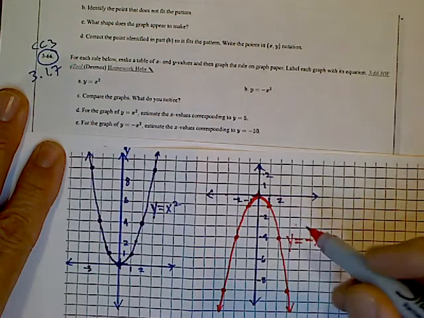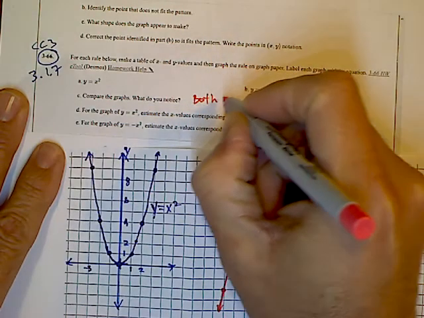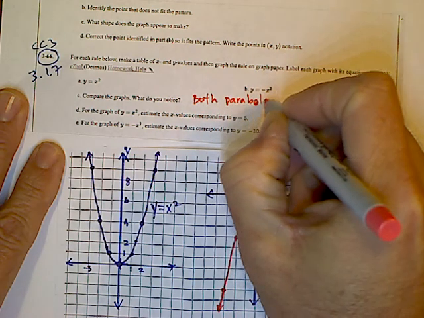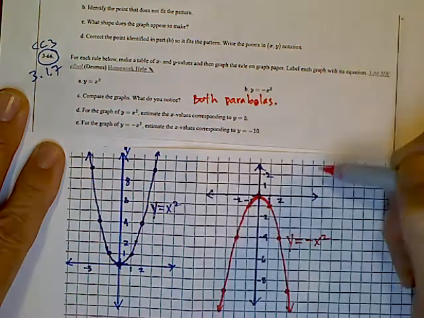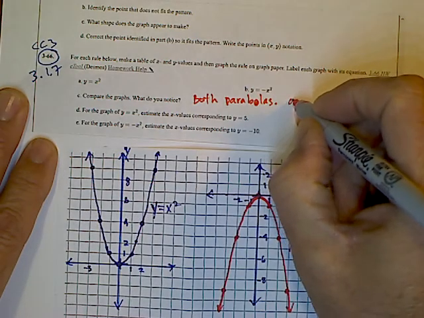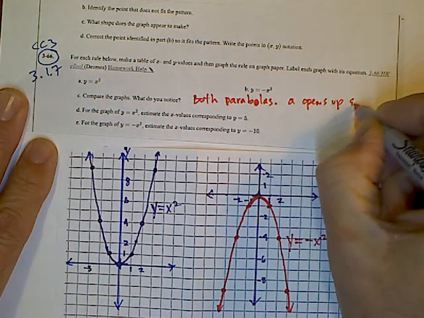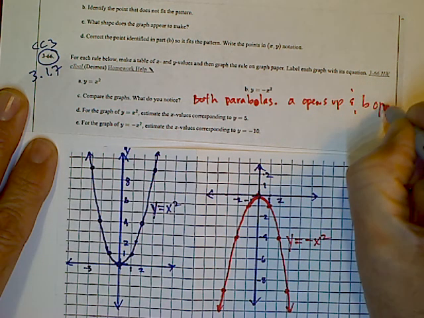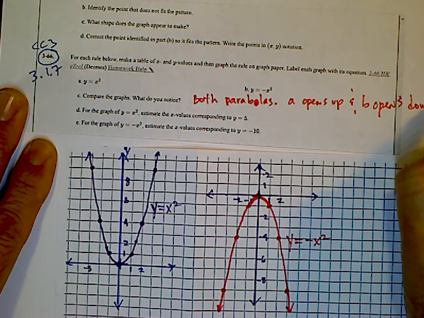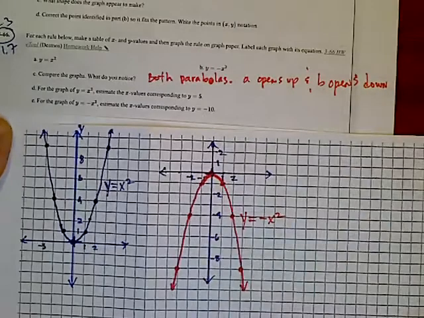Well, first of all, they're both parabolas, right? But what do we notice? A opens up and B opens down. Do you see that? So A opens up and B opens down.